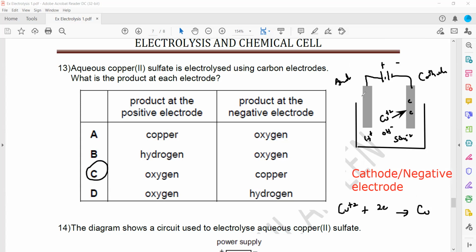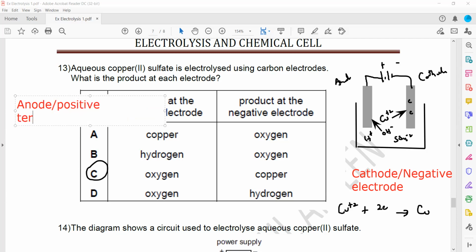But we can also write the equation: sulfate, carbonate, nitrate do not move, so the only ion which is left is hydroxide. So hydroxide will move towards the anode, or the positive terminal, or the positive electrode basically.